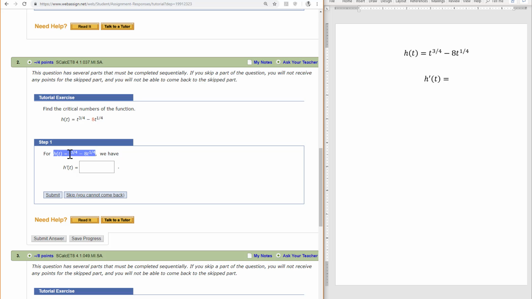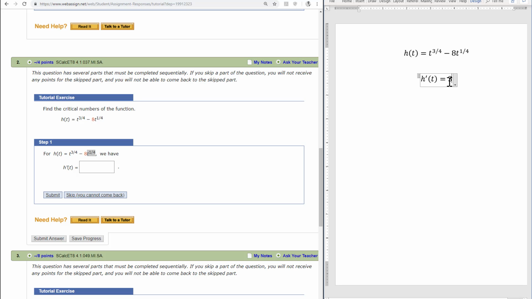And because we have fractional powers here that are less than 1, the chances are we might come up with denominators when we take the derivative. So I have this off to the side over here where we're going to take the derivative. And the derivative of each of these terms is just the power rule.